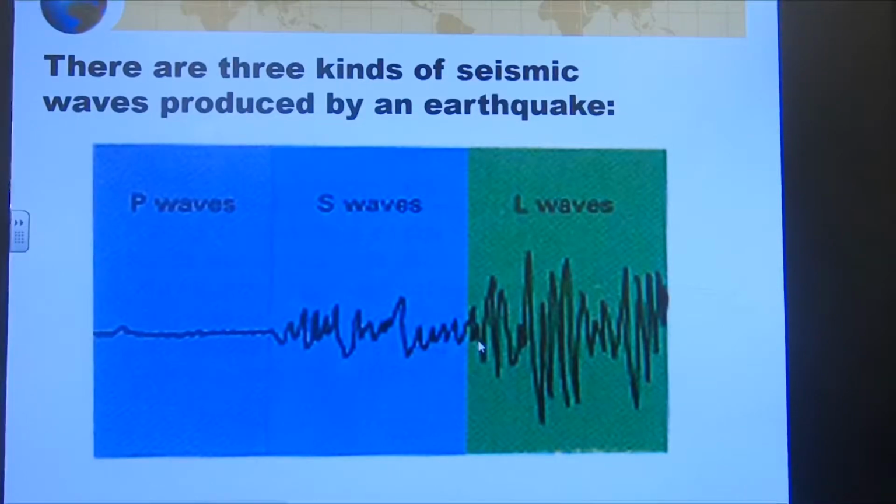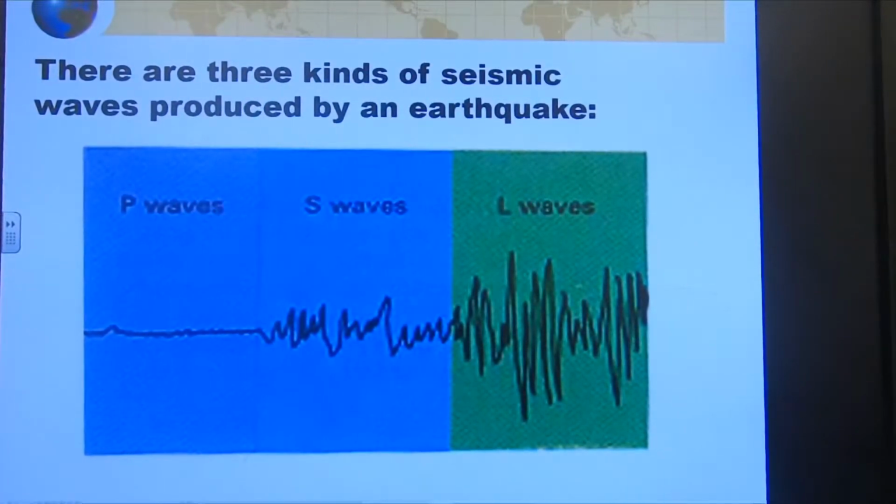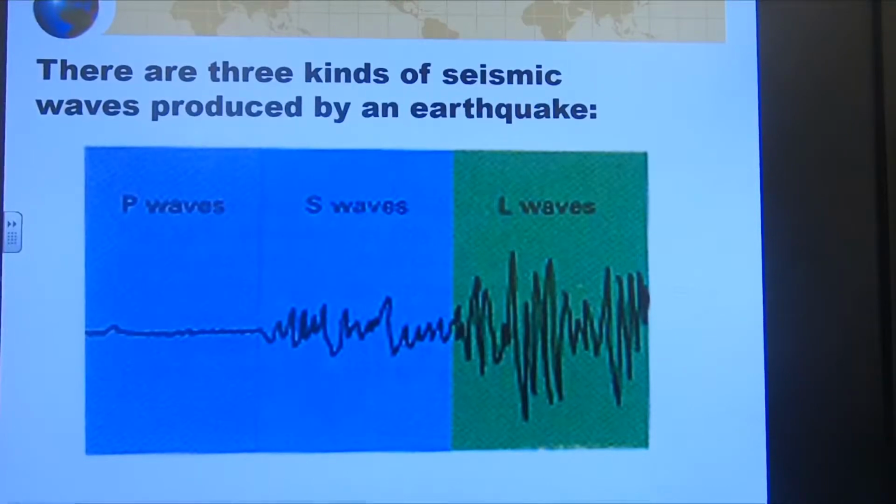Now, there are three kinds of seismic waves produced by an earthquake. So when an earthquake happens, when these two large tectonic plates bump or slip or push into each other, they send out waves. And these waves are measured by seismographs and then sent by a seismogram to a seismologist who then determines the magnitude of the earthquake and can let people know that maybe there's more coming and can assess the damage. And also looks for patterns.